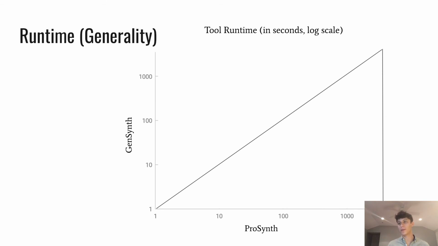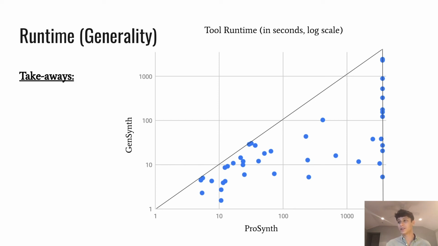We'll start with runtime. So I'll just briefly explain this graph. In a second, I'll show some points on the graph. Each point represents a different benchmark. Any points that appear in the bottom triangle represent a benchmark on which GenSynth performed faster than ProSynth, and any points that appear above the triangle represent benchmarks where ProSynth was faster.